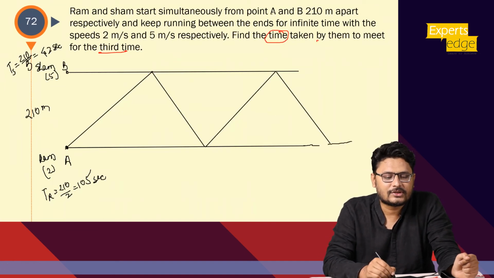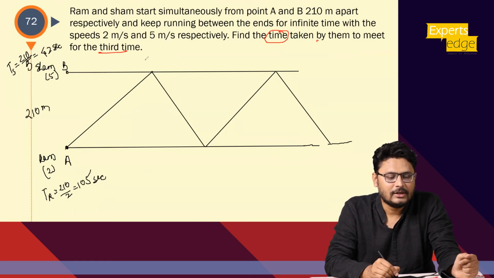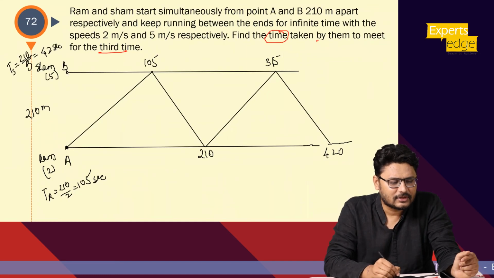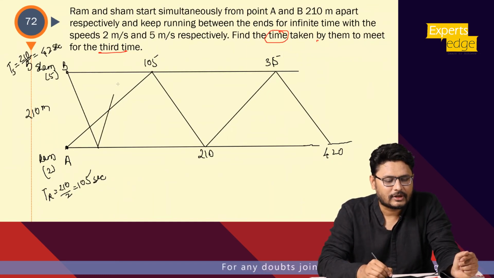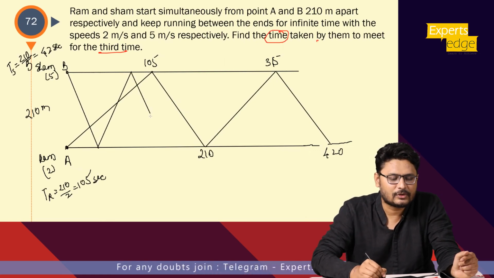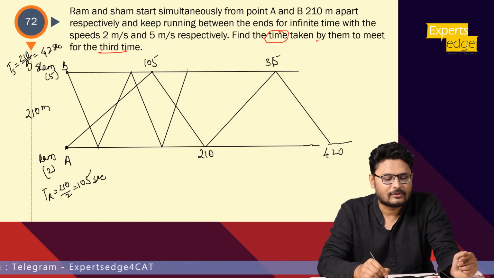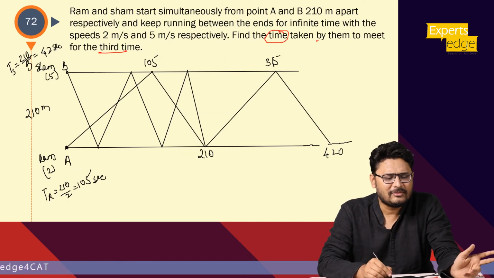Now if we look at Sham's, every 42. So let me first write it. This is 105, this is 210, this is 315 and this is 420. Okay. Now if I look at Sham's, 42 seconds, right? So if I draw something, 42 plus 42 is 84, 84 plus 42 is 126, 126 plus 42 is 168. 168 plus 42 is 210. Okay, so somewhere here we need the third meeting, so I think this is sufficient, right? This is 42, this is 84, this is 126, this is 168 and 210.